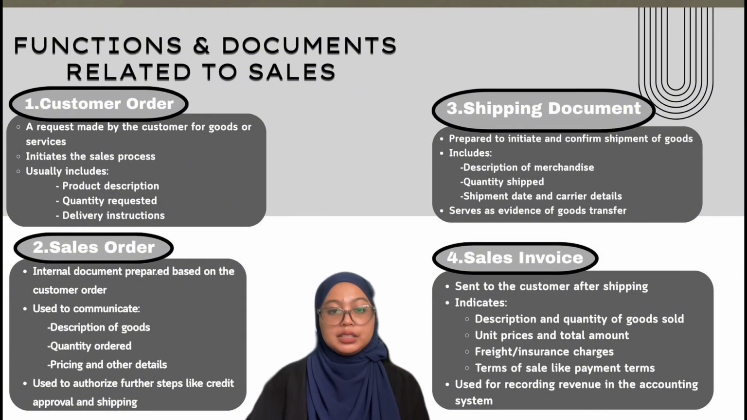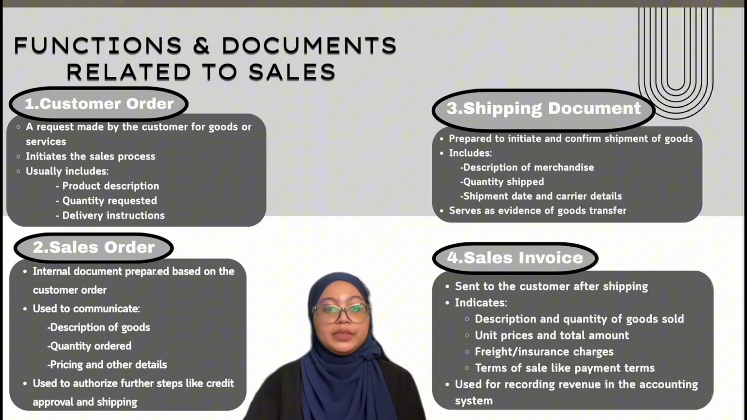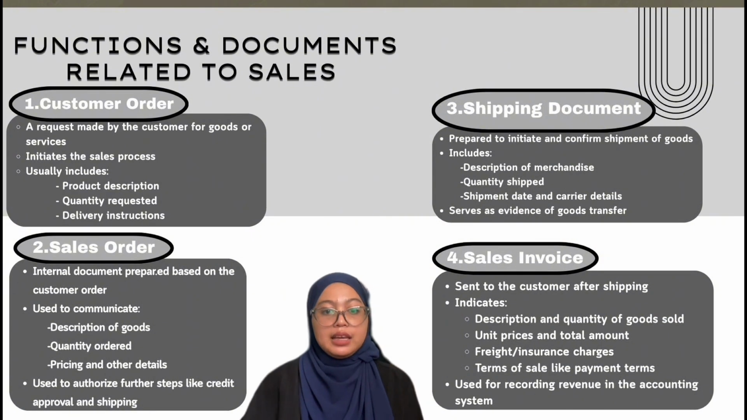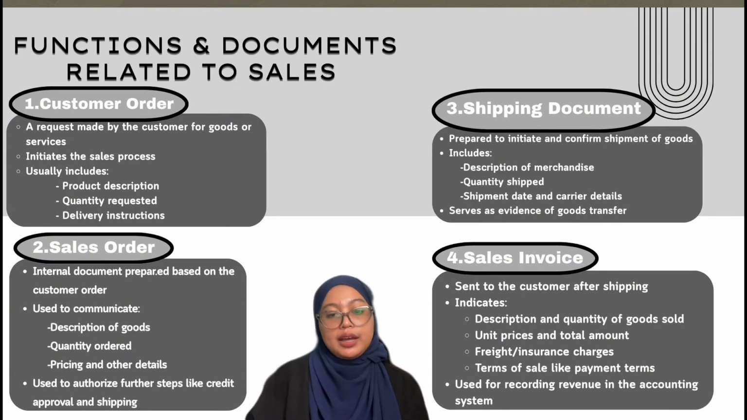Fourth is sales invoice. A sales invoice is sent to the customer after shipping. It indicates descriptions and quantity of goods sold, unit price, and total amount, freight and insurance charges if any, terms of sale like payment terms, and is used for recording revenue in the accounting system.